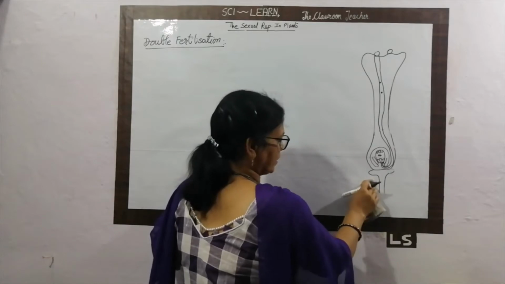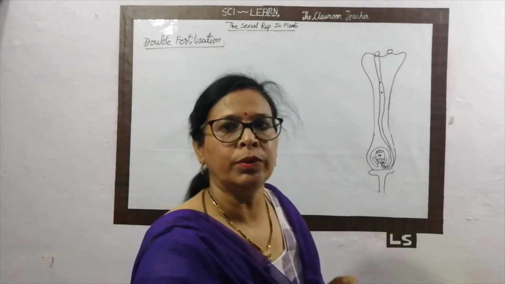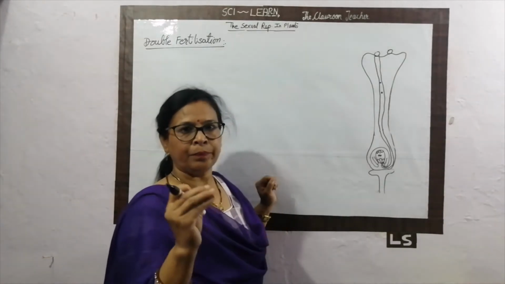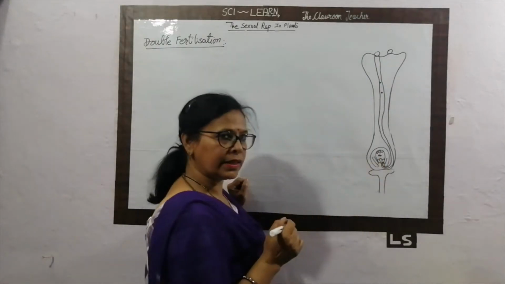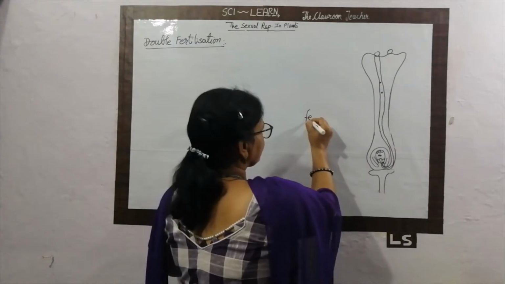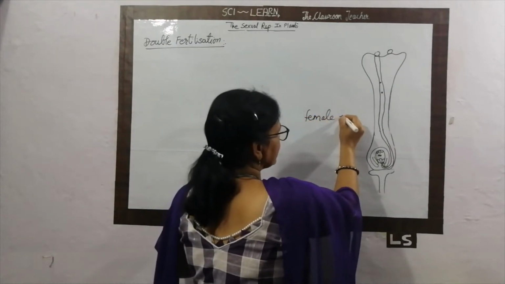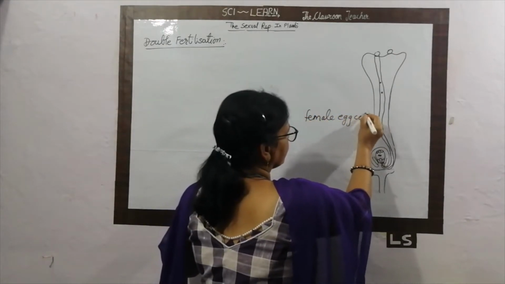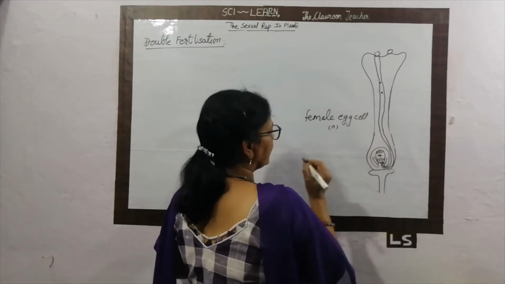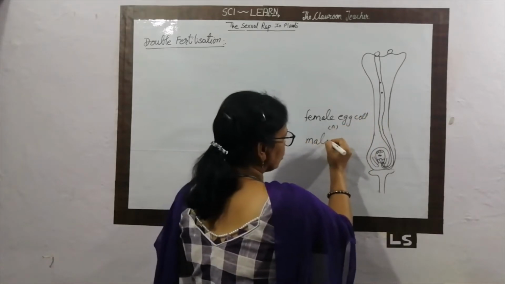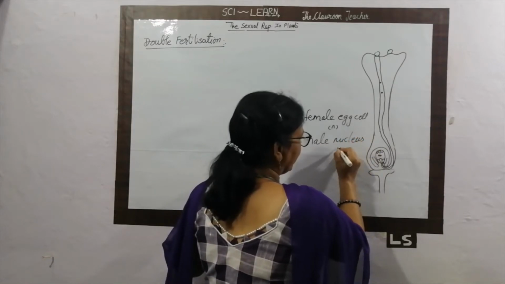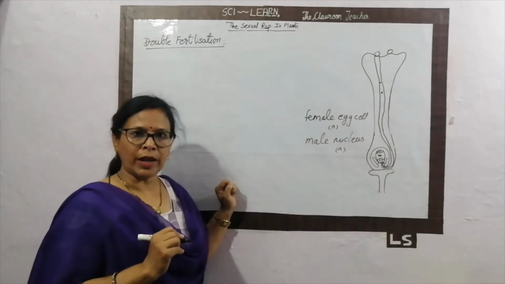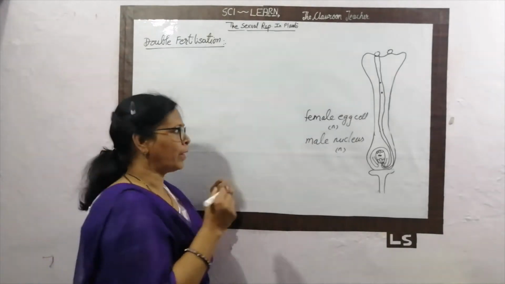Now what happens next? When the pollen tube reaches inside, what happens? Here the female egg cell is there. The female egg cell has a haploid nucleus that we denote by N. The male nucleus is also haploid. It is also denoted by N. First, these two nuclei combine together.